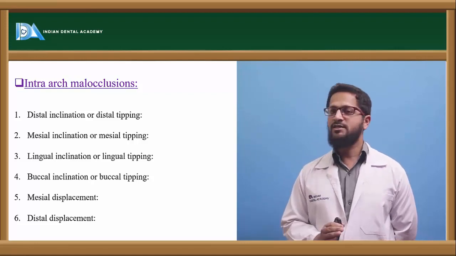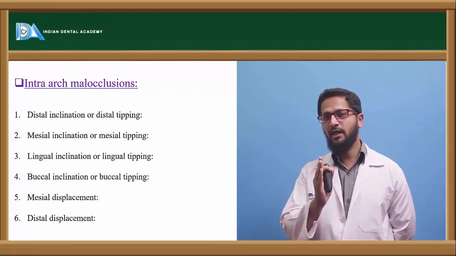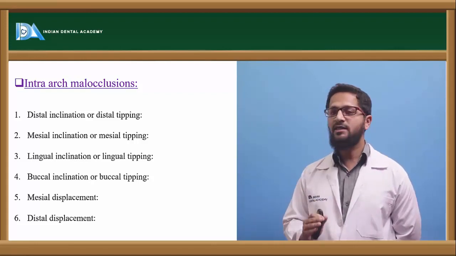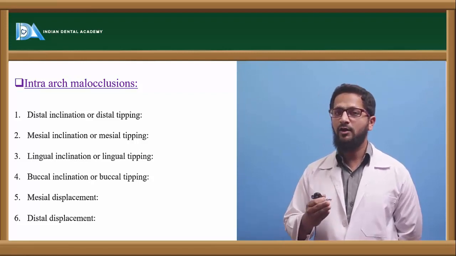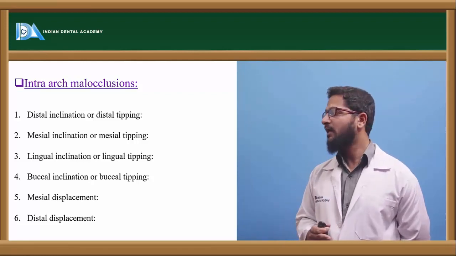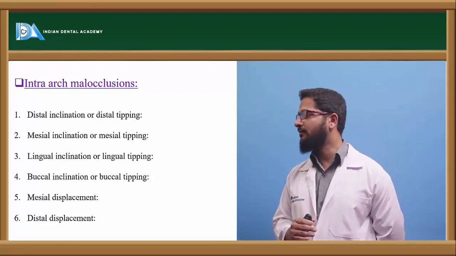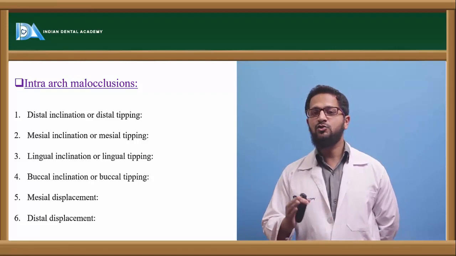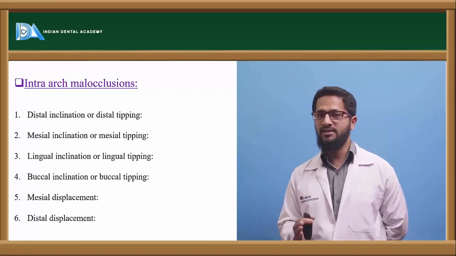Distal inclination or distal tipping: the tooth is not properly inclined, but is distally inclined or distally tipped. Mesial inclination or mesial tipping. If it is inclined lingually, it is called lingual inclination or lingual tipping. If the tooth is inclined buccally, it is called buccal inclination or buccal tipping. Likewise, if the tooth is not inclined but totally displaced in a mesial direction, it is called mesial displacement.